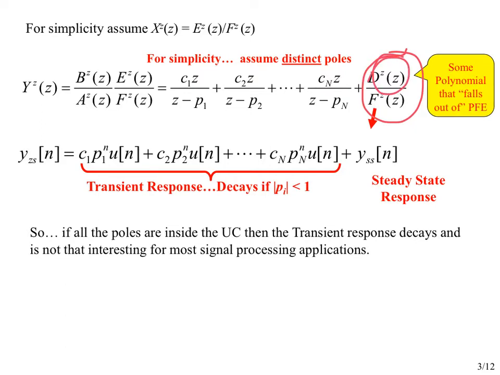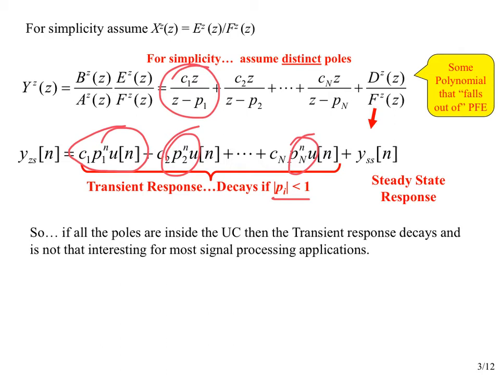So then if we do an inverse transform of this, we look these things up on the table, and we see that each one of these terms gives us something that looks like this. And we see that if the poles are all inside the unit circle, that means the magnitude of p sub i is less than 1. And we're allowing these poles to be complex or real. The only thing we're not considering is repeated poles, just for simplicity.